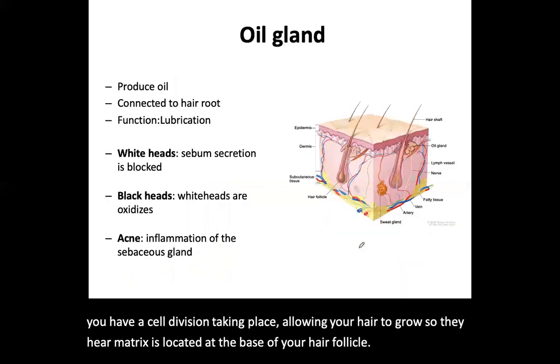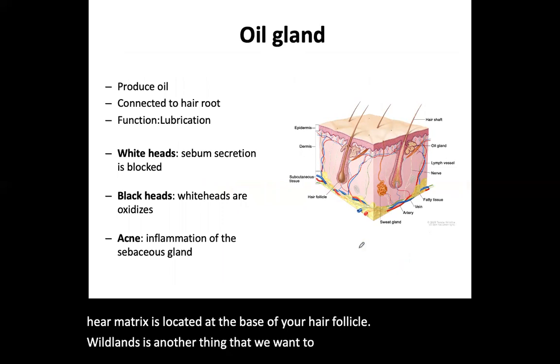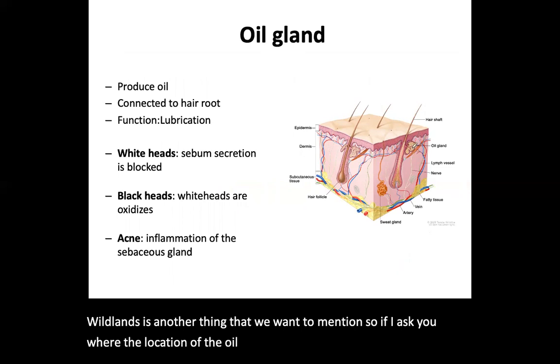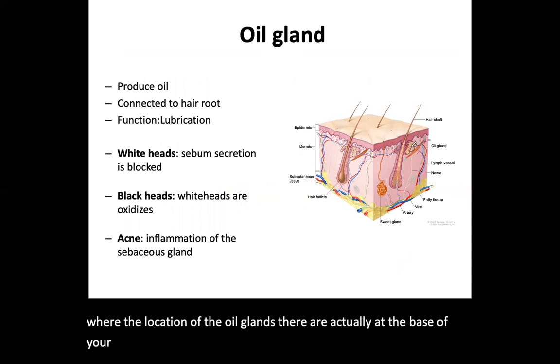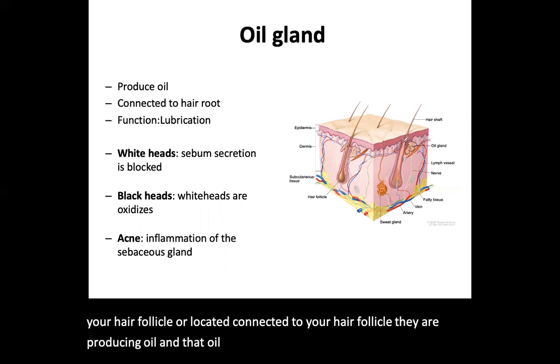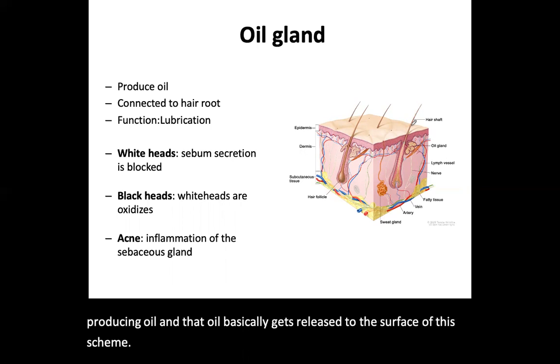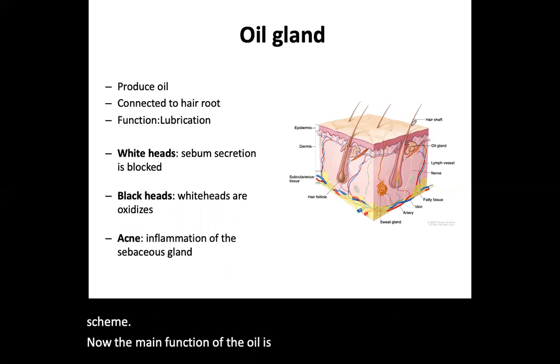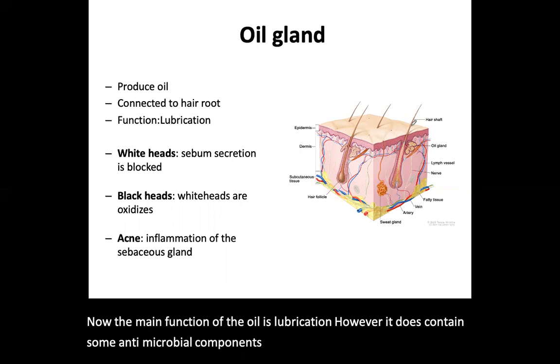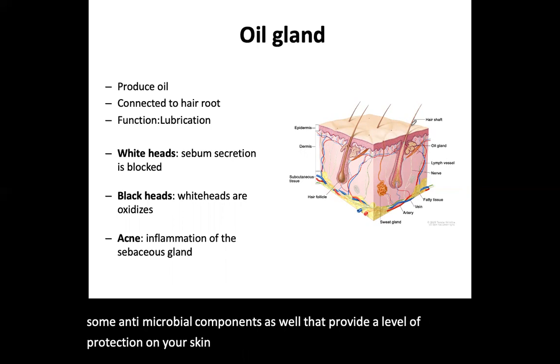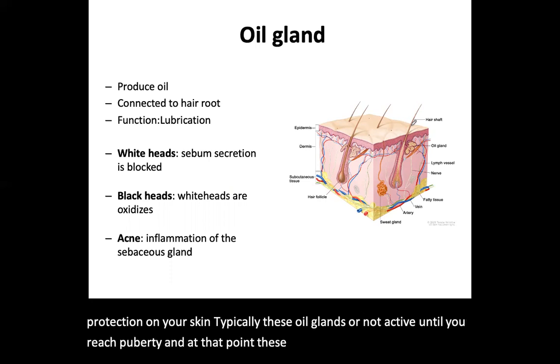Oil glands is another thing that we want to mention. If I ask you where the location of the oil glands is, they are actually at the base of your hair follicle, or located connected to your hair follicle. They are producing the oil, and that oil gets released to the surface of the skin. Now, the main function of the oil is lubrication. However, it does contain some antimicrobial components as well that provide a level of protection on your skin. Typically, these oil glands are not active until you reach puberty. And at that point, these oil glands become active or more active.